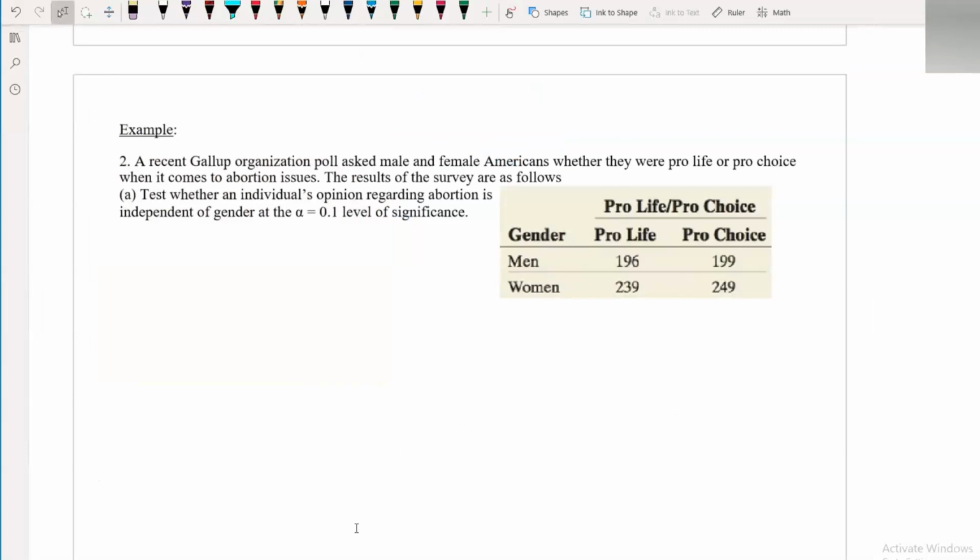What we have here, we have 2 rows again. We have men, women, and we have 2 columns as pro-life, pro-choice. Here they were male and female Americans, whether they were pro-life or pro-choice when it comes to abortion issues. Results are here. Part A, test whether an individual's opinion regarding abortion is independent of gender, and our alpha is 10%. So alpha is given that's 10%. And here these numbers, 196, 239, 199, 249, these are observed.